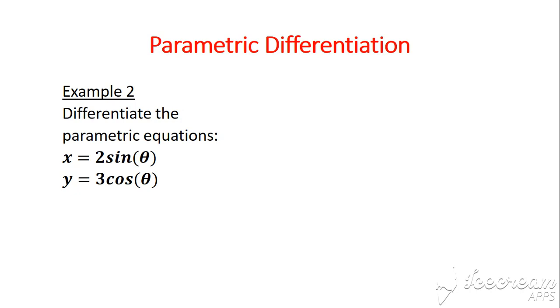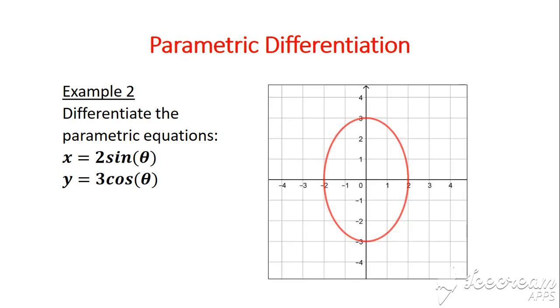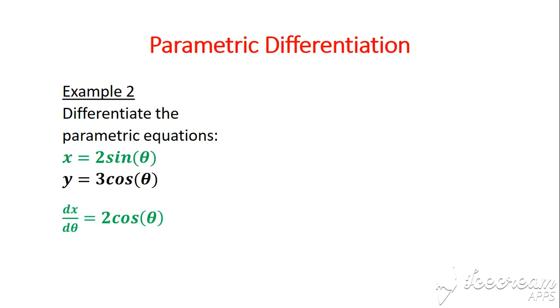All right, let's get into example 2. Let's differentiate the parametric equations. x is equal to 2 sine theta and y is 3 cosine theta. Here's what the graph looks like. It's an oblong, I guess some people call it, or an oval, what I prefer to call it. All right, let's differentiate x with respect to theta. Sine differentiates to cosine, so we get 2 cosine theta. And let's differentiate the cosine, which differentiates to negative sine, to get negative 3 sine theta.